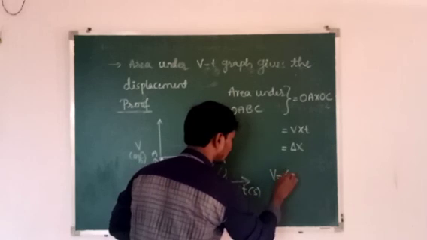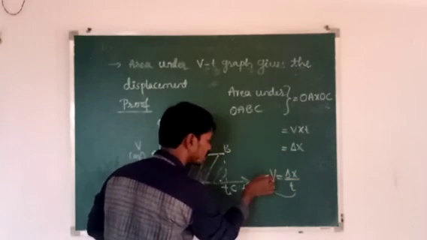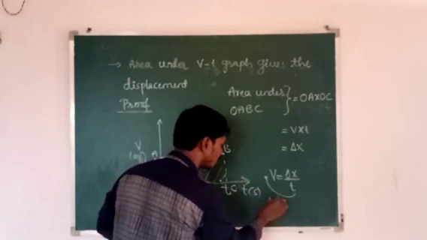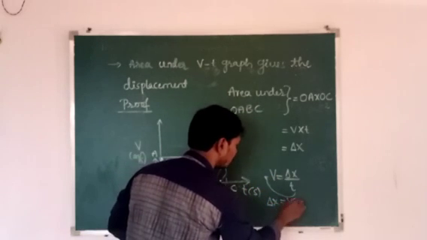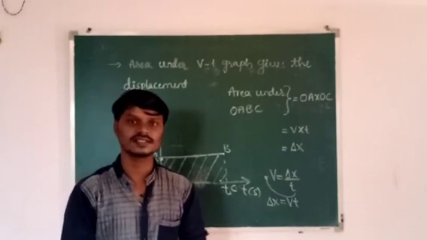What is velocity? Displacement divided by time taken. Then I will take this T to the left hand side. Then displacement is equal to velocity into time taken. Okay. What is the area under velocity versus time graph? That is the displacement.